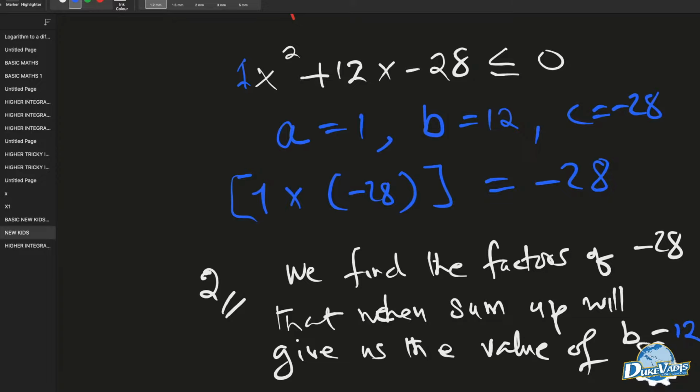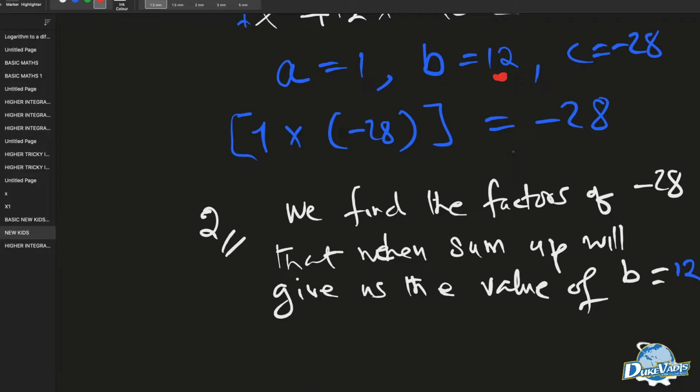So now we have negative 28. What can we do to get 12, the 12x in the middle? Let's see. Our value was negative 28, so negative 28 can be written as 14 times minus 2.